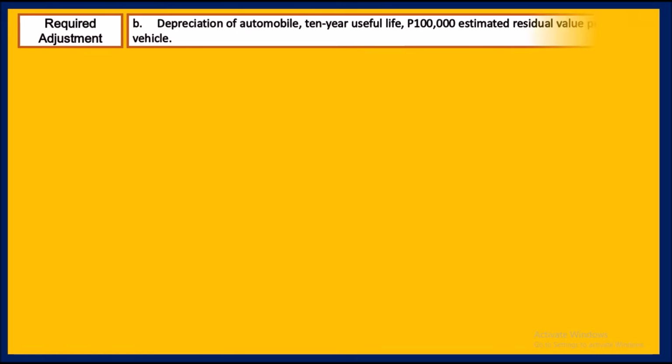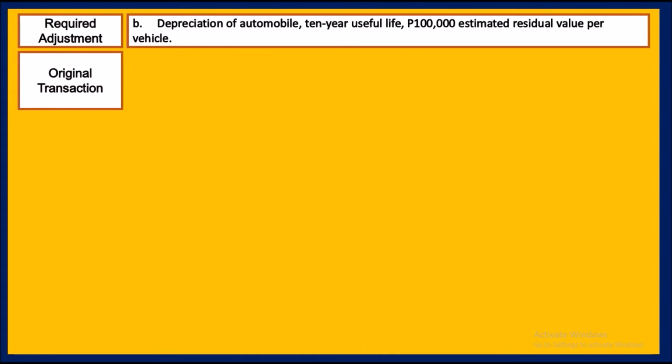Let's continue. The second required adjustment is to record the depreciation of our automobile, which has a 10-year useful life and a 100,000 peso estimated residual value per vehicle. Take note that the estimated residual value is per vehicle, so we multiply it by 2 because we bought two vans, if you would remember.